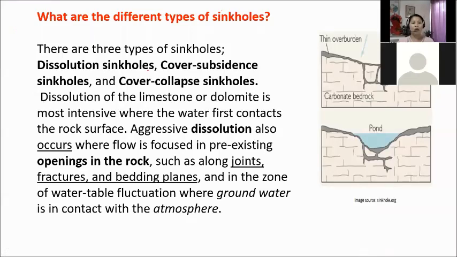So what are the different types of sinkholes? So we have dissolution sinkholes, cover subsidence, and cover collapse. Dissolution of limestone or dolomite is most intensive where the water first contacts the rock surface. Aggressive dissolution also occurs where flow is focused in pre-existing openings in the rock. So may mga pre-existing openings sa rocks, no? Such as along the joints, fractures, and bedding planes, and in zones of water table fluctuation, where groundwater is in contact with the atmosphere. So yan ang dissolution.